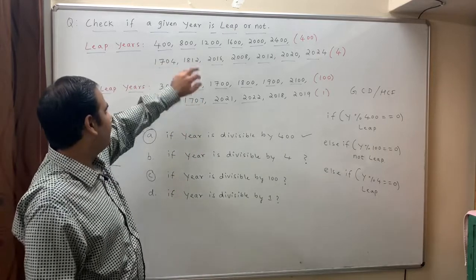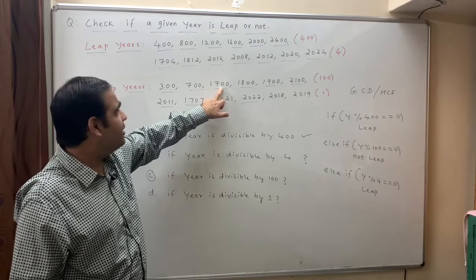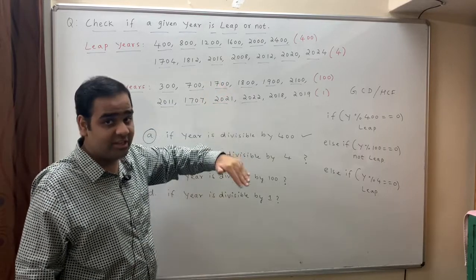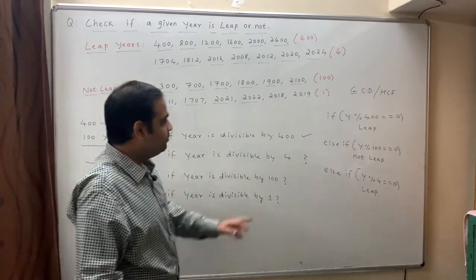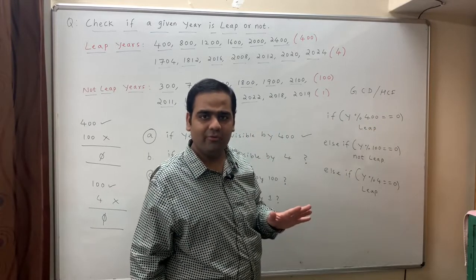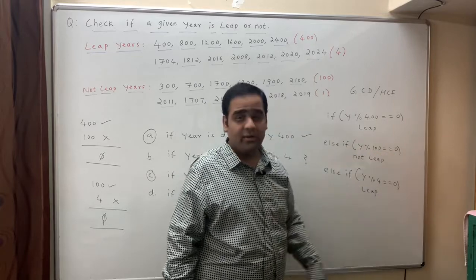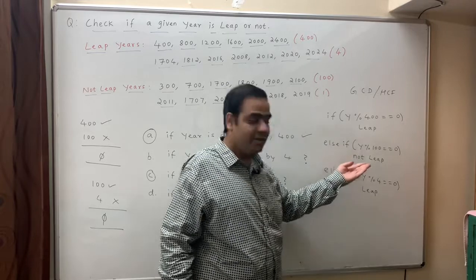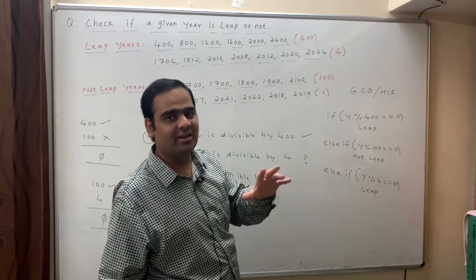Now check, for example, let's take 1700. 1700 is divisible by 4 as well as 100. But we are checking 100 first. Why? Because of this rule. Now 1700 modulo 400 equal to 0? No. 400 times 4 is 1600, 100 is the remainder. 1700 modulo 100 equal to 0? Yes. And it says not a leap year. Even though the next condition is true, the ladder is not going to check that condition.